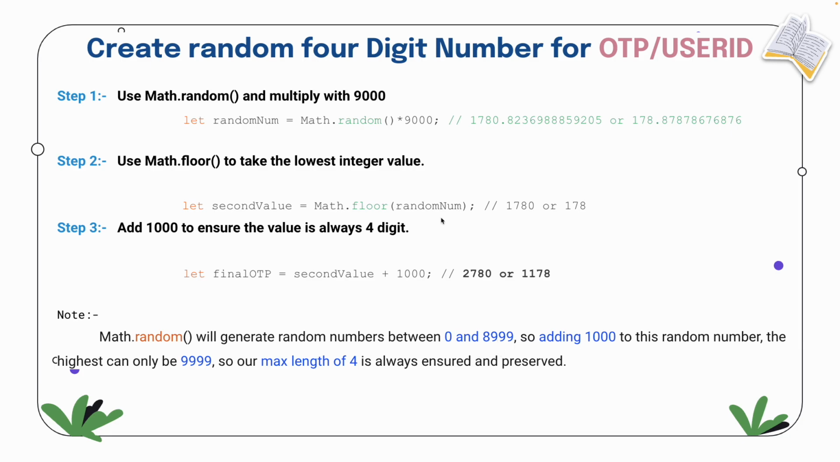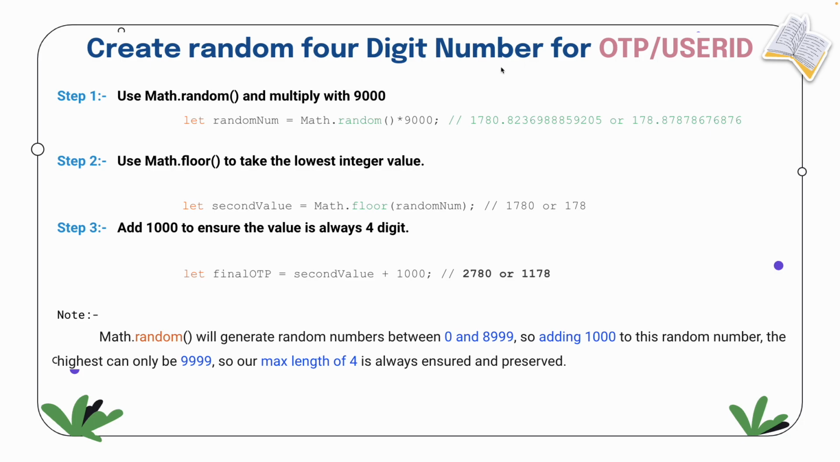That's why I'm doing 9,000 and here I'm just adding 1,000. It will always return 4-digit, right? So any number up to 9,000 can come, even 8999, and adding 1,000 takes it to 9999. If you added something other than 1,000, like 1,001, it would become 10,000. We don't want 5-digit; we have the problem of 4-digit. So we have to create a 4-digit unique OTP or user ID.